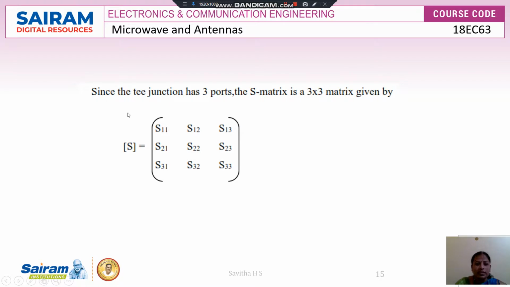So now we'll see, since the T junction has three ports, the S matrix is represented as a 3 cross 3 matrix. Suppose for the two port, if we study, it is S11, S12, S21 and S22. But here we are considering the T junction. The T will have three ports. So it is S11, S12, S13, and S21, S22, S23, and S31, S32 and S33.